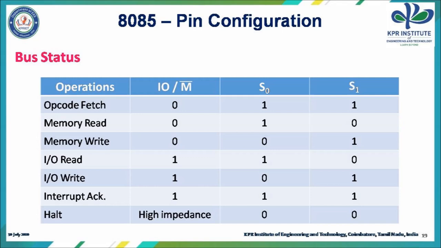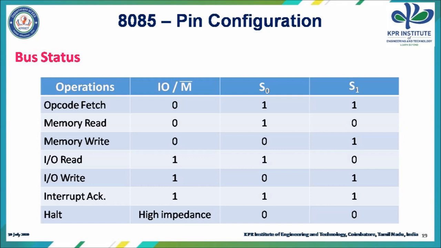And when IO by M bar is equal to 0 and S0, S1 is 1, 0, then it means the processor is reading the data from memory. And if IO by M bar is equal to 0 and S0, S1 is equal to 0, 1, it means that the processor is writing a data into the memory. Now if IO by M bar is equal to 1, then it means the processor is performing IO operation.